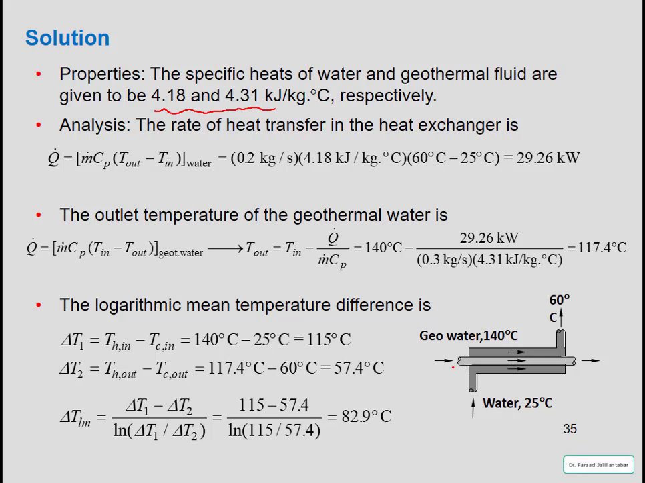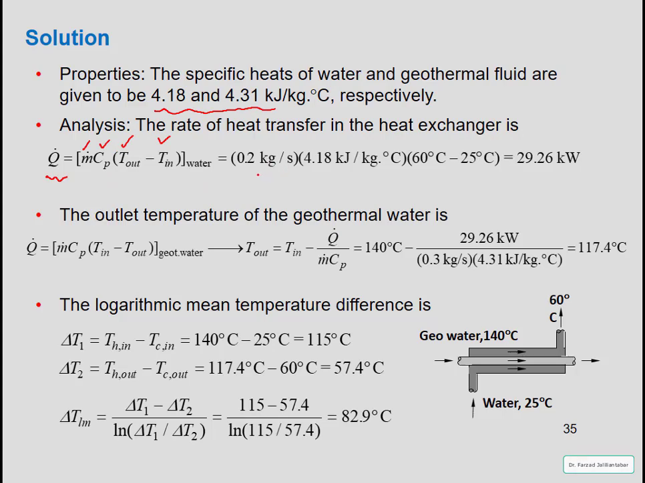First, let's calculate the rate of heat transfer for the cold and hot water. For the cold one, actually, we can use this equation to find its rate of heat transfer, Q dot equal to m dot Cp times T out minus T in for the water, which is our cold fluid in the heat exchanger. m dot of the water, which is the mass flow rate, is given. The Cp also is known. T out and T in also are known.